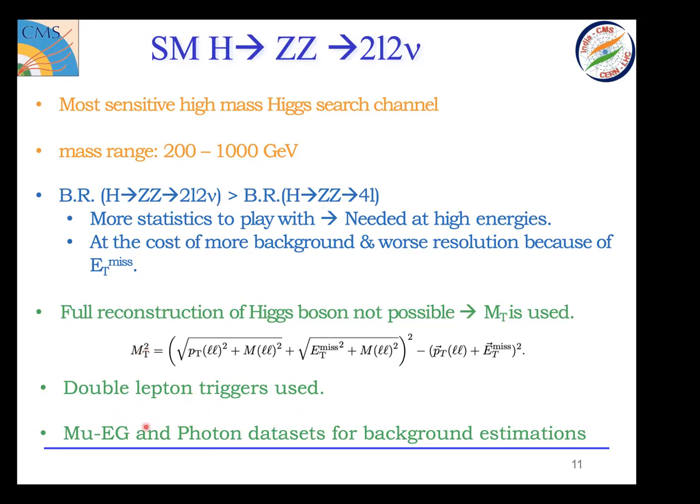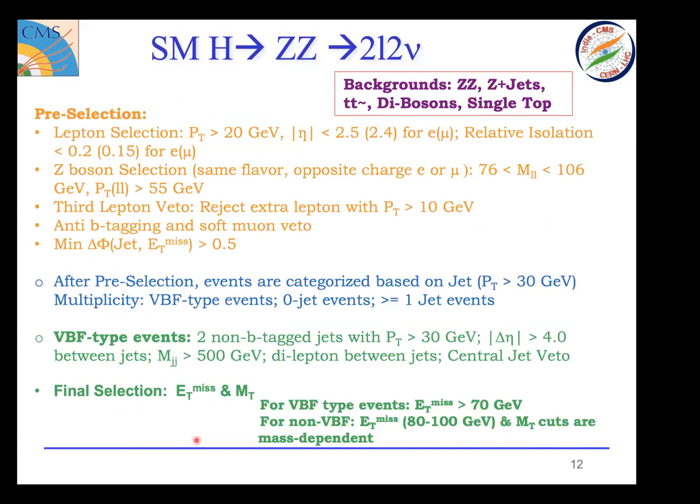Double lepton triggers, and then there were some additional data sets for background estimation. Now, I wouldn't go into the pre-selection, etc. It is basically a lepton selection which has to be consistent with the Z boson selection for the on-shell one.